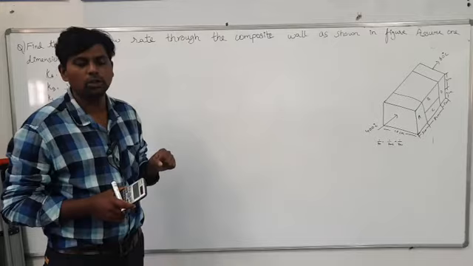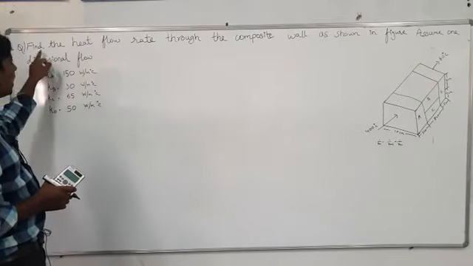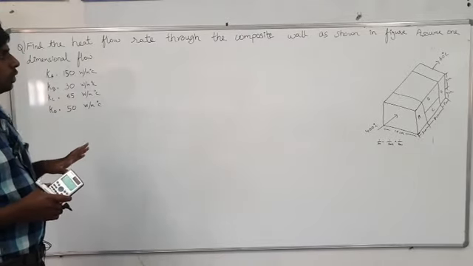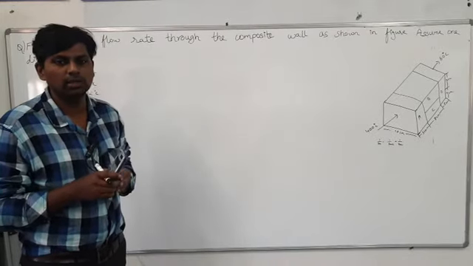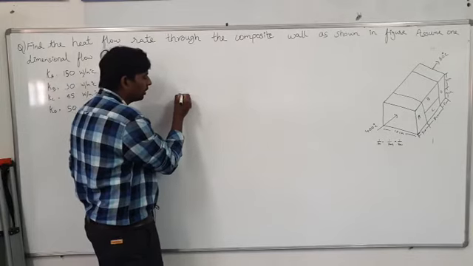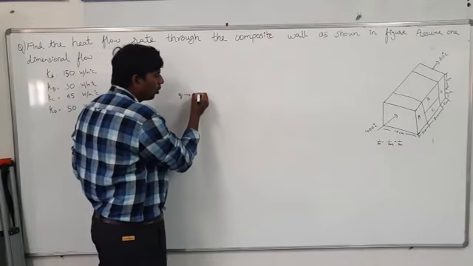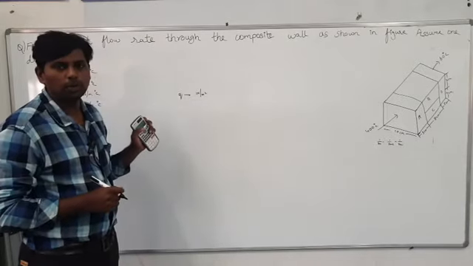So first try to extract the data. Once I read the question: find the heat flow rate. He is asking to find the heat flow rate. In the previous sections, if you saw the videos, the rate of heat transfer means a small q is given, and he is asking to find the small q. What is the unit of small q? The unit of small q is watt per meter square.